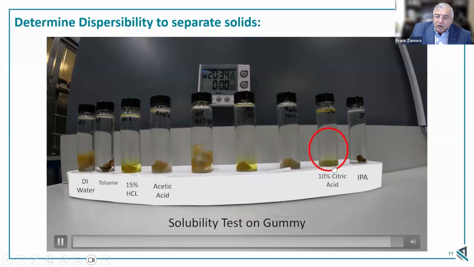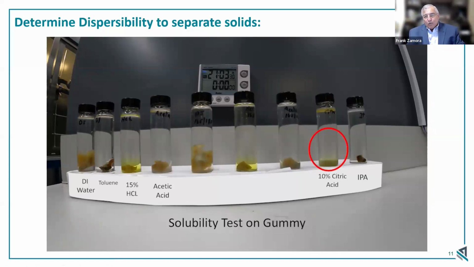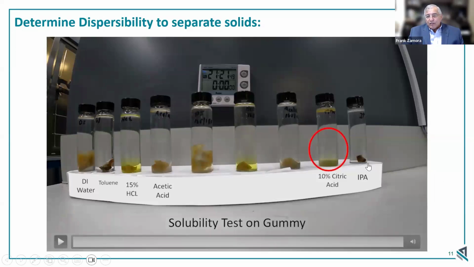But look at what's happening over here on the 10% citric acid. The citric acid has actually pulled the polymer apart. And so now all we have is solids of something that was held together that can now very easily be produced out of the well. The IPA didn't do anything as well. It just basically sat there. So over a 22-hour period, we basically have a gummy bear that was untouched, no solubility whatsoever, with the exception of the 10% citric acid. Everything held together pretty nicely over a 24-hour period.